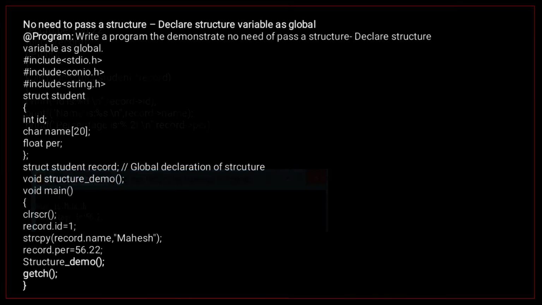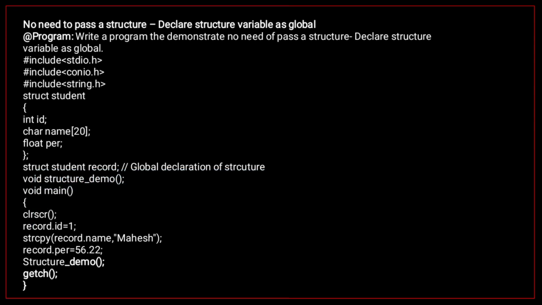Next method is no need to pass structure, that is declare structure variable as global. Structure variables also can be declared as global variables as we declare other variables. So when a structure variable is declared as global, then it is visible to all the functions in a program.